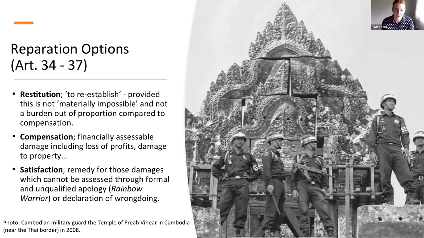And then the third one is satisfaction, which is a very weird and large kind of form. And you can see this in the ILC draft articles commentary, where ultimately at the end of the day, there are often times where restitution won't work, compensation won't work. And so an example that was given to me when I was a student was if you kill someone's king or queen, like the head of state, firstly, you can't give them back, so restitution doesn't apply.